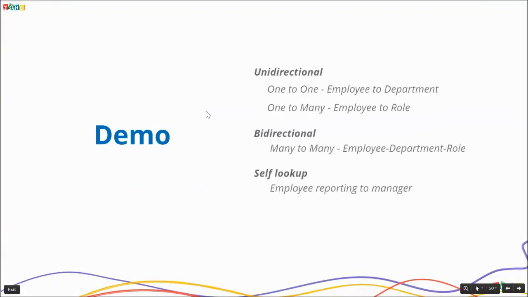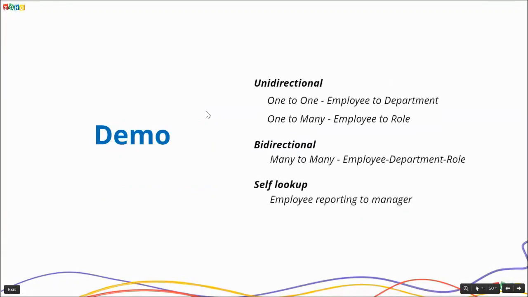So in the demonstration, I'll be taking you through the unidirectional, bidirectional, and self-lookup concepts. Under that, in one-to-one relationship, I'll take you through employee to department. In one-to-many, how do we associate employee to multiple roles. In bidirectional relationship, how do we achieve many-to-many relationship. And the self-lookup concept with the example of an employee reporting to a manager. So let me get into the application and show you how this is achieved.